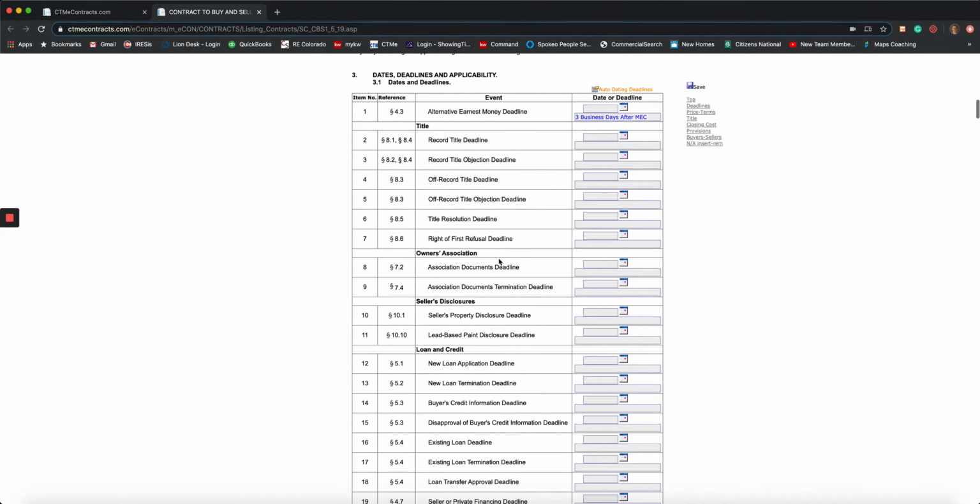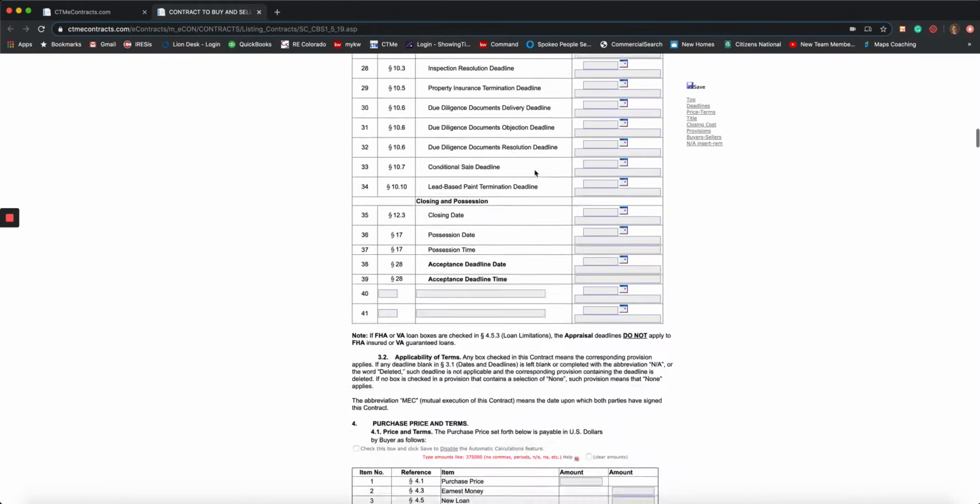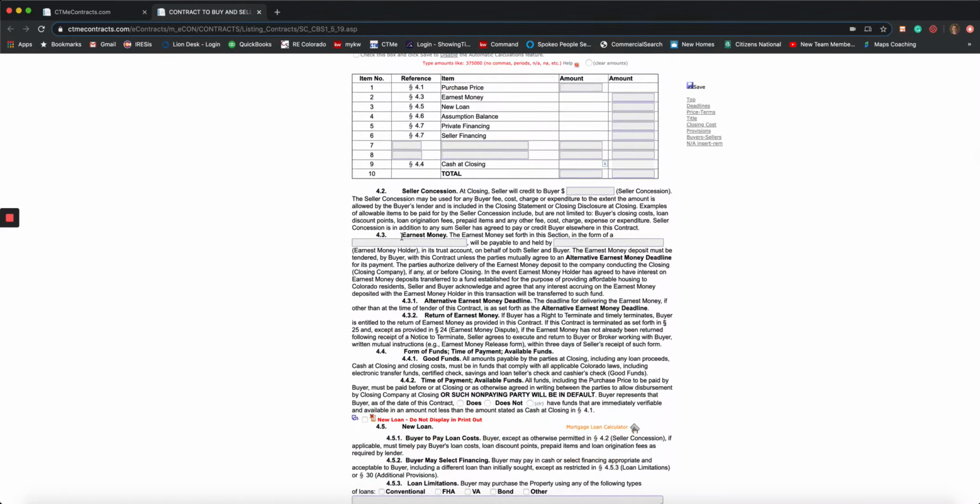Moving right along to the title deadlines. A little precursor, I skipped ahead a little bit. Dates and deadlines can be overwhelming and very eye-opening for any party, a seller or a buyer. One of the things that I like to walk them through is that with each date and deadline, there is a corresponding clause or paragraph down below. For alternative earnest money deadline, section 4.3, if we go straight to that, we should see earnest money.